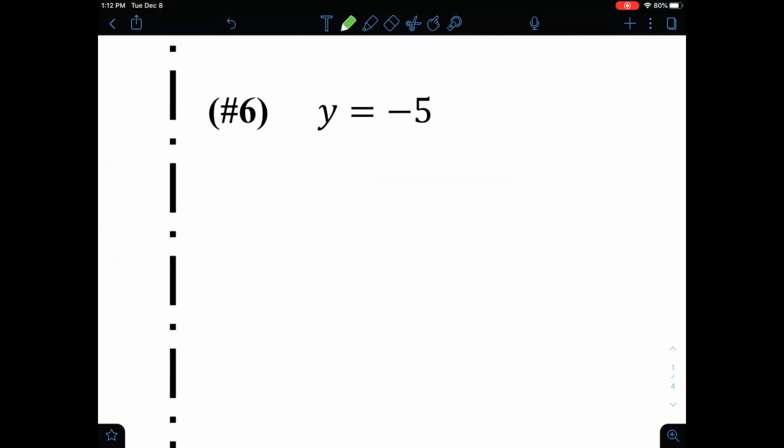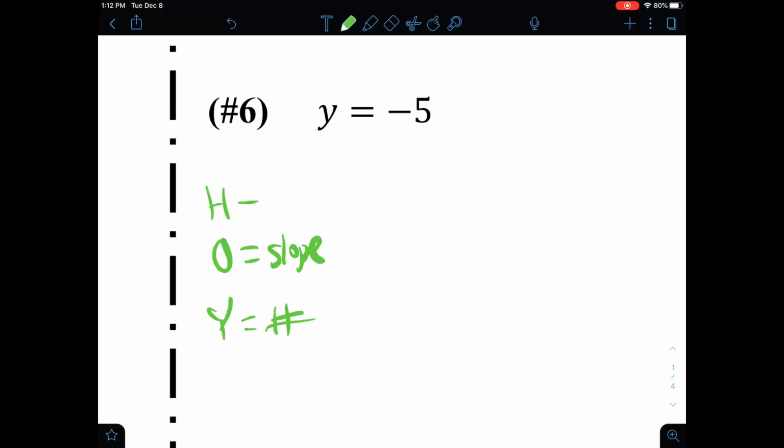All right, number 6, y equals negative 5. This one's kind of confusing. Well, this is Hoy Bucks, right? So Hoy, is this a horizontal or a vertical line? This is going to be a horizontal line with what kind of slope in Hoy? Horizontal, 0 slope.